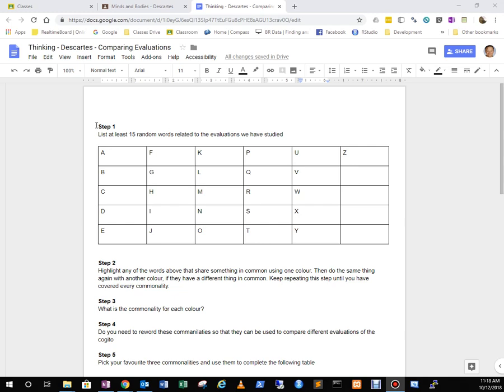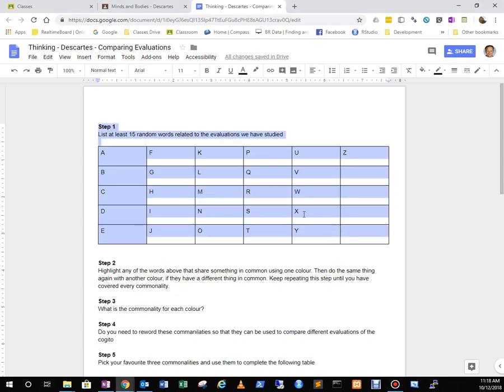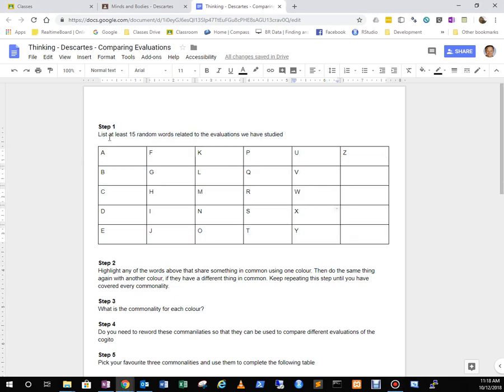So I want you to imagine that you've gone through step one and you've listed 15 random words that relate to the evaluations we've just studied. And then you've highlighted the word that starts with A, the word that starts with G, and the word that starts with L in one color because they all remind you of one key theme. And then the word that starts with D, the word that starts with N, and the word that starts with T in another color because they remind you of a different theme.